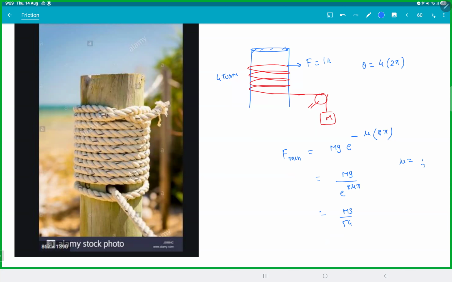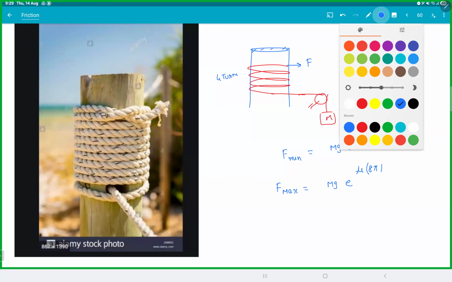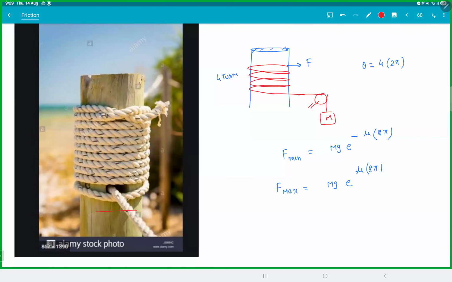So you're actually using friction to help balance a lot of things. So this will be a minimum force. Vice versa, it is also difficult to pull the block. So the maximum force will be mg into e power mu 8 pi. So if mu is 1 by 3, it takes 54 times the force to drag it. So either way, it is a pretty big advantage. The only problem with this, you know what? Eventually the force becomes so high, this pole will break, but the rope will not break. That is what will happen eventually.